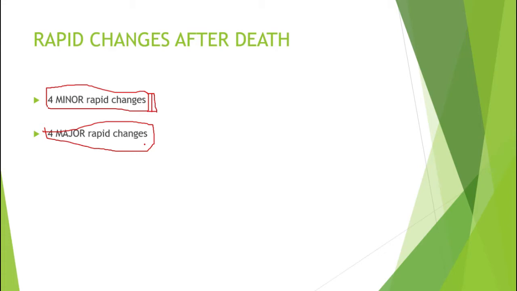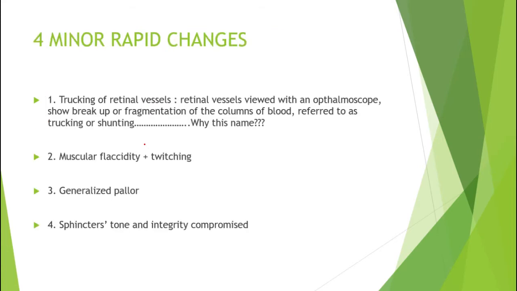So there are 4 minor rapid changes. We need not go into much detail. The first one is trucking of the retinal vessels, i.e. the fragmentation of columns of blood. If we view the retina of the cadaver, rather I should say a fresh cadaver, the ophthalmoscope view of his or her retina will show the fragmentation of columns of blood, and this is called the trucking of retinal vessels. The next is the muscular flaccidity, third is pallor, and the fourth is loss of tone of sphincters. So let's go to the next slide and read the text together.